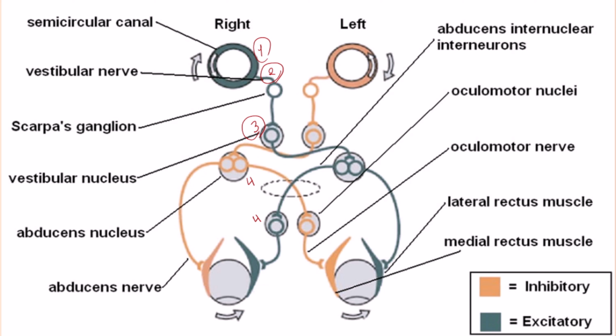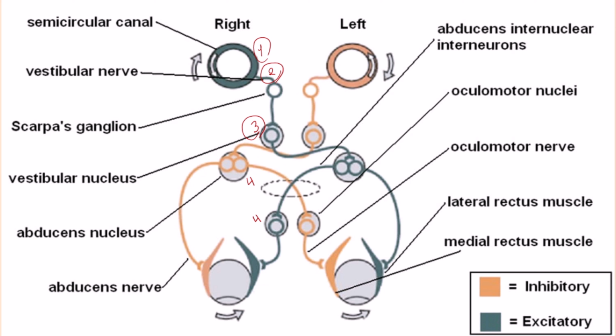So the fourth step is motor output, and this is where we have activation of extraocular muscles. Signals are going to be sent to the oculomotor cranial nerve 3, trochlear, which is cranial nerve 4, and abducent, which is cranial nerve 6 nucleuses. So these cranial nerves are controlling the extraocular muscles.